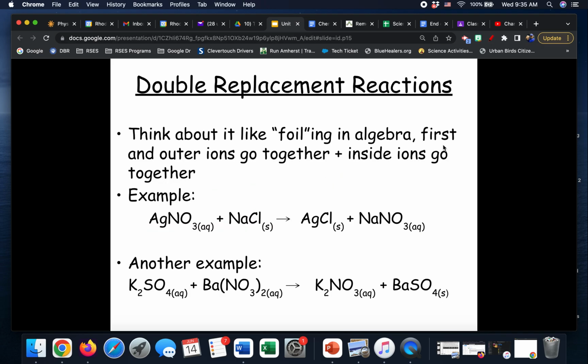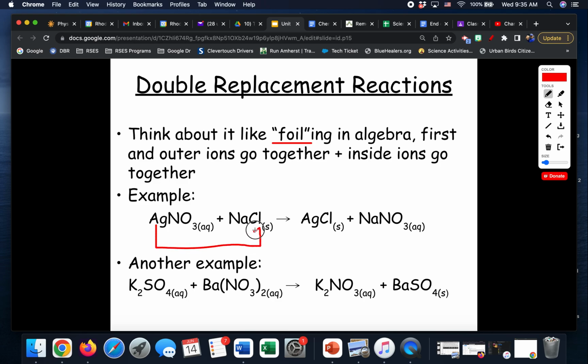How do you know what goes together when you are predicting products? This is really important. Remember, in algebra, you FOIL: first, outer, inner, last. So the first and outer ions go together. So Ag will go with Cl because they're first and outer. And then you always start with the first, whatever element is listed first in its compound. So the inner would be NaNO3.